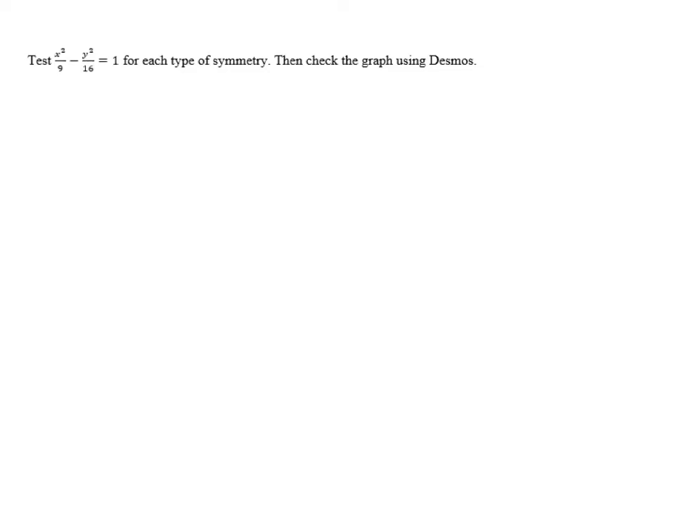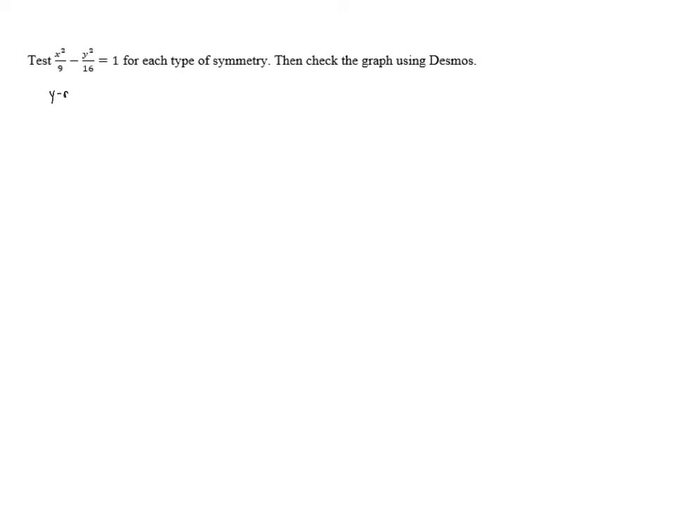Test x squared over 9 minus y squared over 16 equals 1 for each type of symmetry, then check the graph using Desmos. This is an equation that has a much more complicated graph. In fact, this is something we're going to see much later in the semester, but for now we are able to test for symmetry and then look at the graph using Desmos.